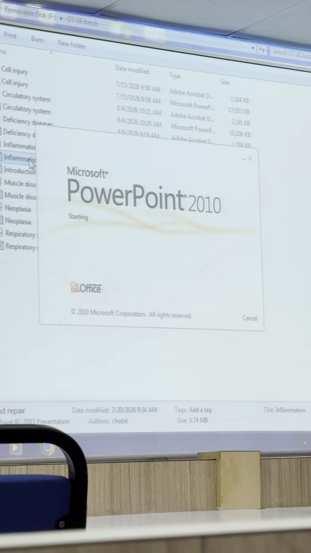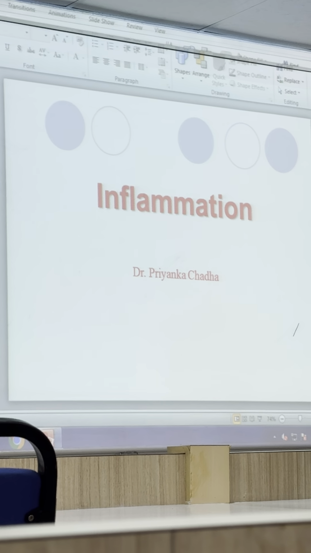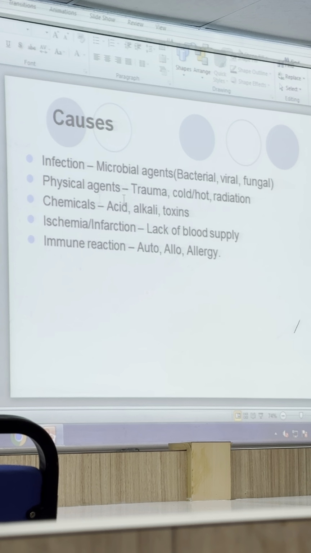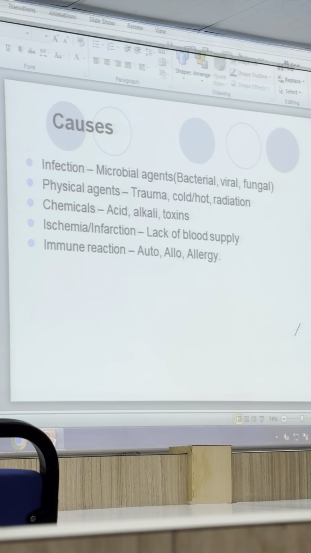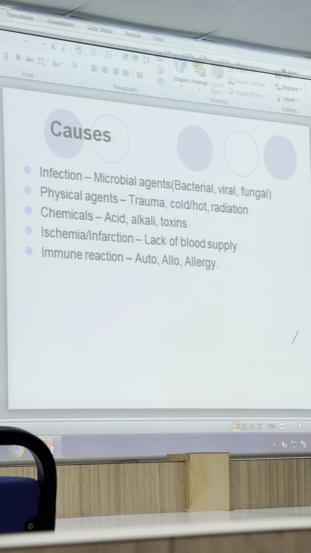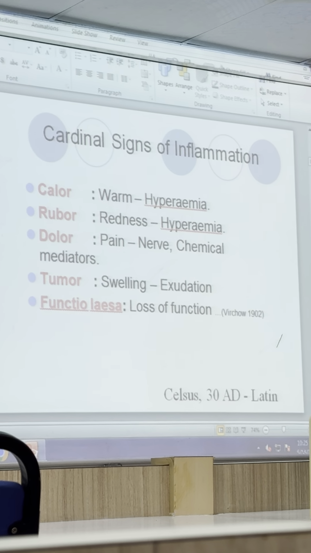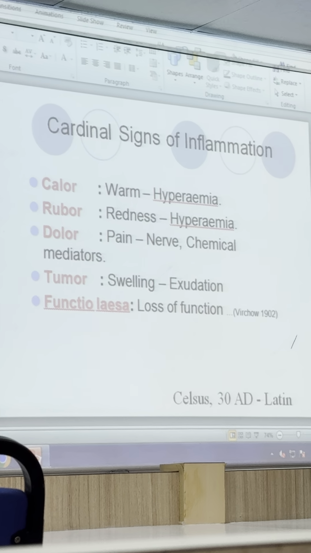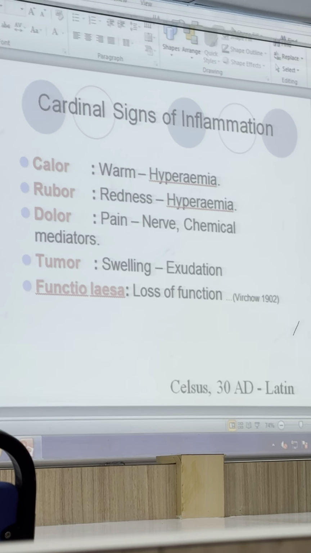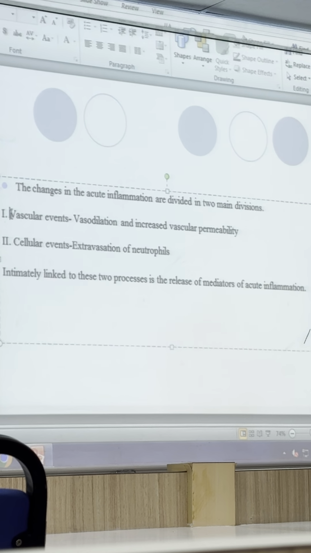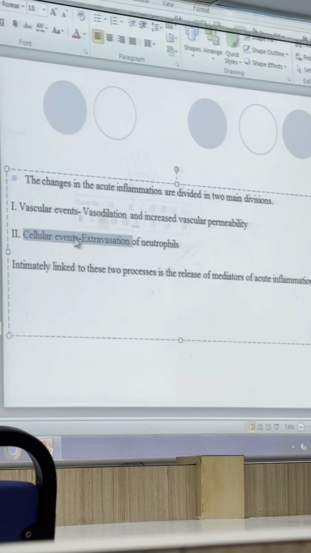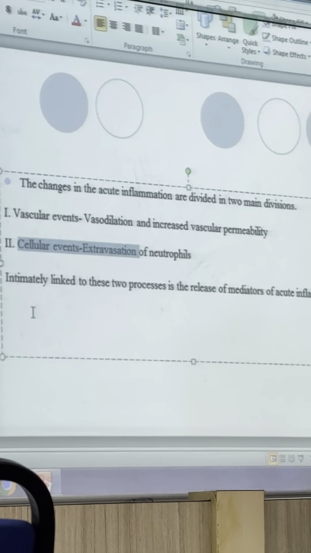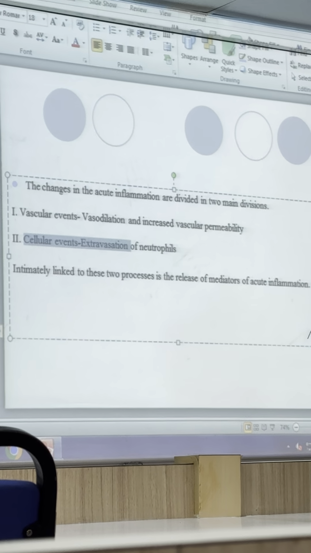Okay, coming on to inflammation and repair. Now this is an important chapter. The causes of inflammation remain the same. Here you want to know the 5 cardinal signs of inflammation, that is important. And then we discussed the vascular events and the cellular events. You need to know both, not in very much detail, but you should know them briefly.